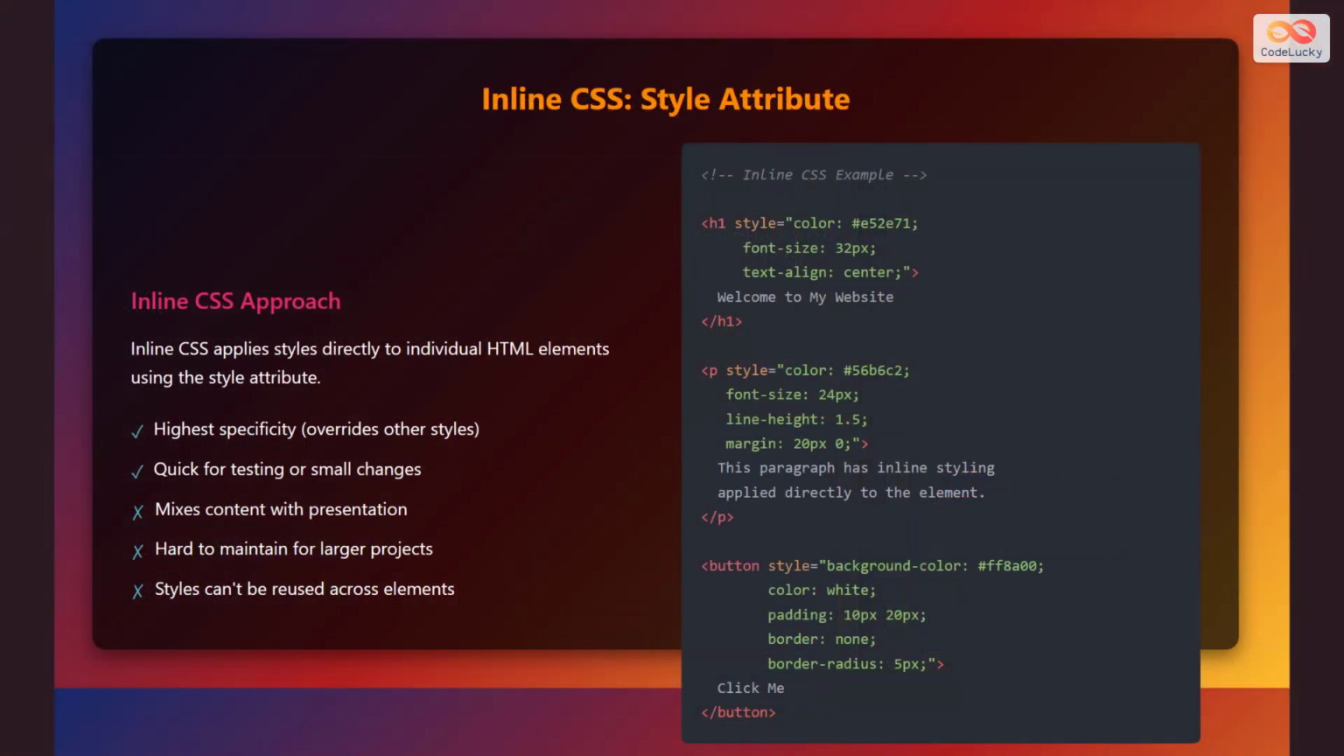Let's dive deeper into Inline CSS. Inline CSS involves applying styles directly to individual HTML elements using the style attribute. This approach has the highest specificity, meaning it overrides other styles. It's quick for testing or making small, specific changes. However, it mixes content with presentation, making it hard to maintain for larger projects. Additionally, styles defined inline can't be reused across elements, leading to redundant code. The code provides an example of inline CSS, demonstrating how to style headings, paragraphs, and buttons directly within the HTML tags using the style attribute.